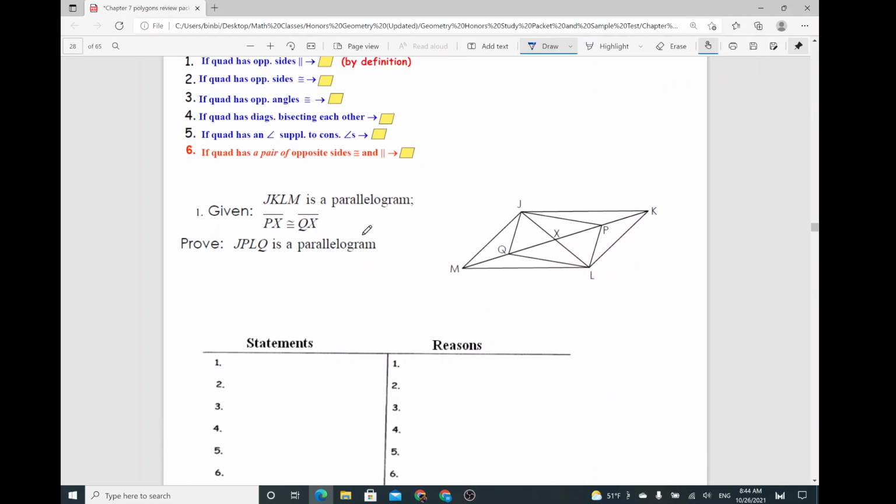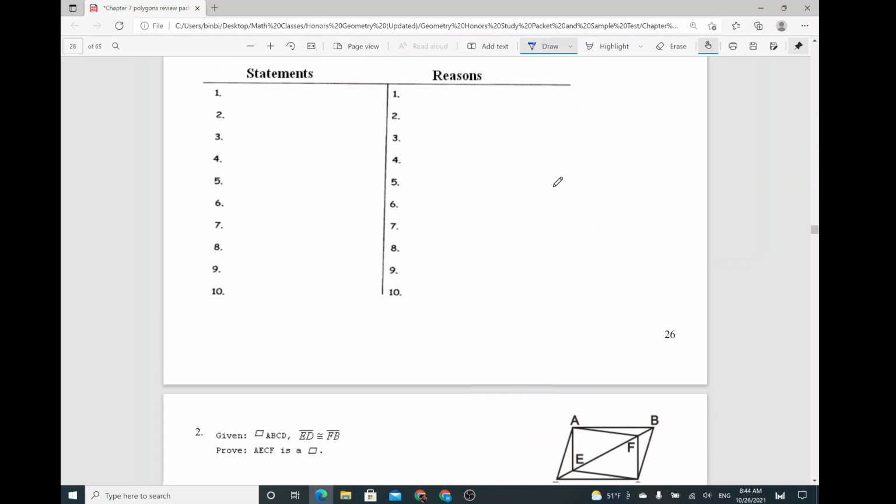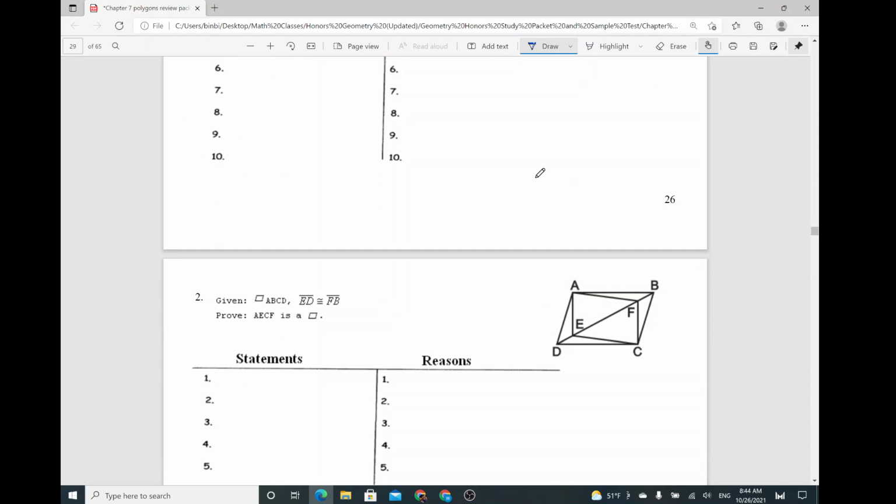Okay, so this one is a more in-depth proof. You're more than welcome to try any of these. Given that quadrilateral JKLM is a parallelogram, PX is congruent to QX, and you want to prove that the inner quadrilateral JPLQ is a parallelogram. It's quite similar to the one that we did. Okay, so here's another one. Given that the outer quadrilateral is a parallelogram, so the line segments are congruent, and you want to prove that the inner quadrilateral is a parallelogram.